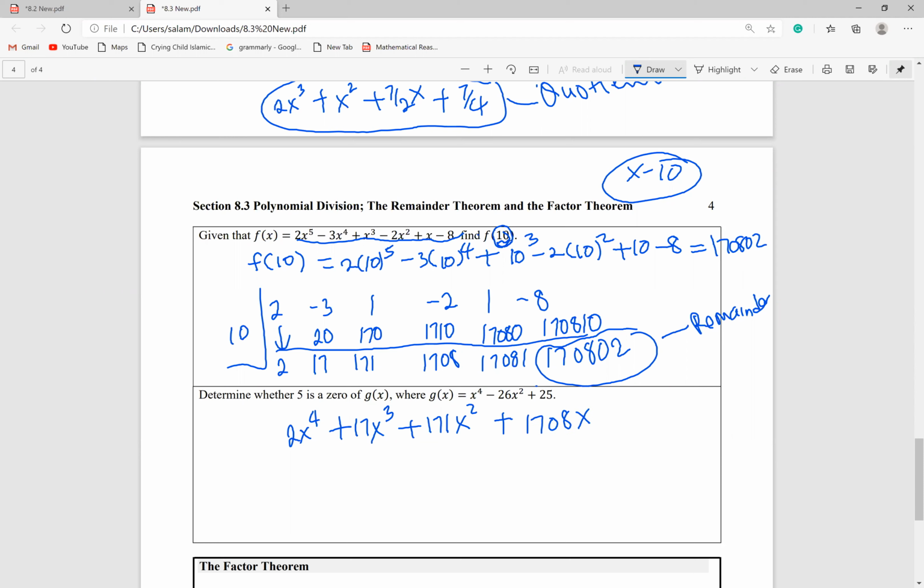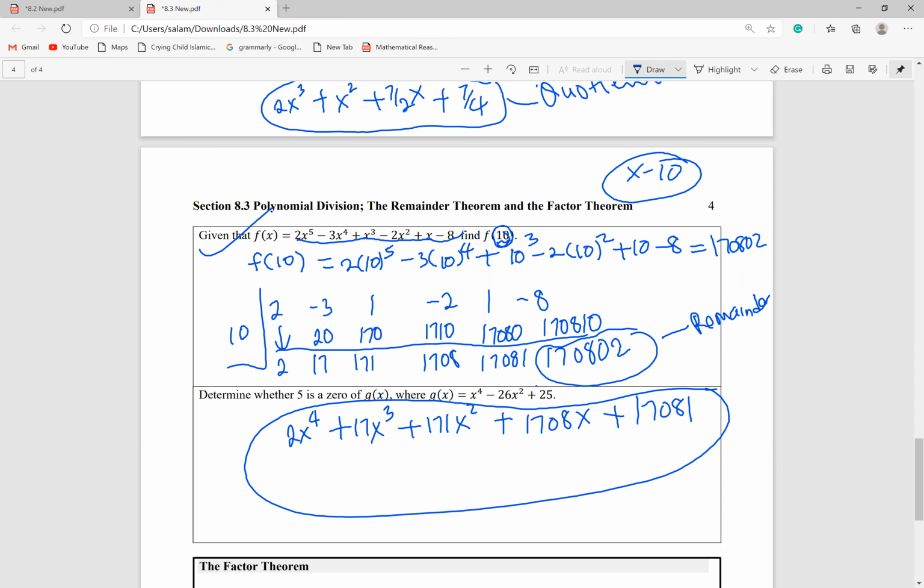1708x, then plus 17081. So that will be the quotient. Like I said, we're not asked to find the quotient, but we can write that down. Okay. And that's for this example. Okay. So after that, we can go to the next example.